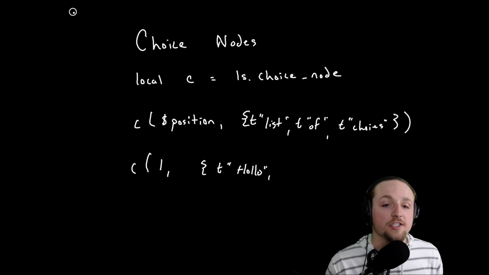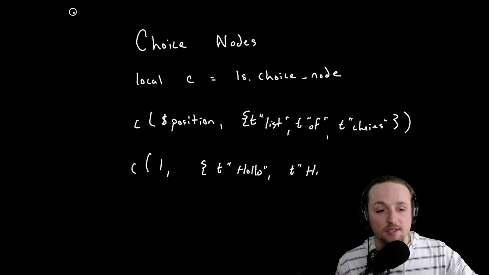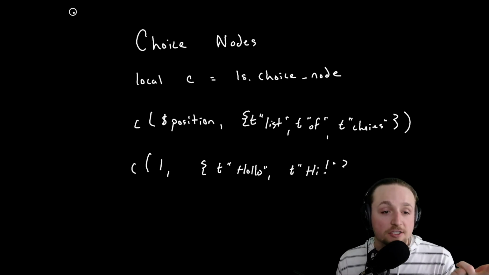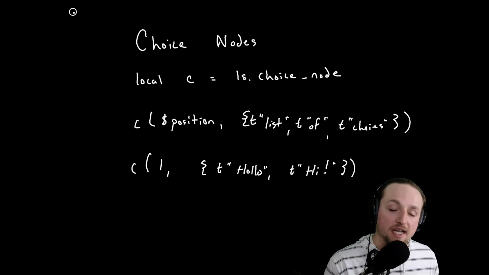So an example of how you could actually use this would be you do something like choice. Let's just do the first position, and then we could say either it could be hello or hi. And I'll show you how to do that right now.